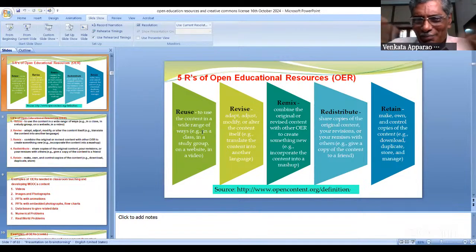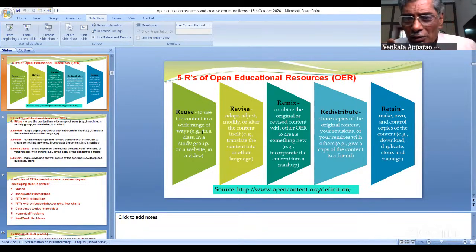You can directly make use of the open educational resources. You can get the printout of the material and distribute it in your classroom. You simply use it. Give acknowledgement to the creator of the open educational article, right? You can show the video created by somebody else. Simply give acknowledgement in your classroom. That is the reuse, simply reuse as it is.